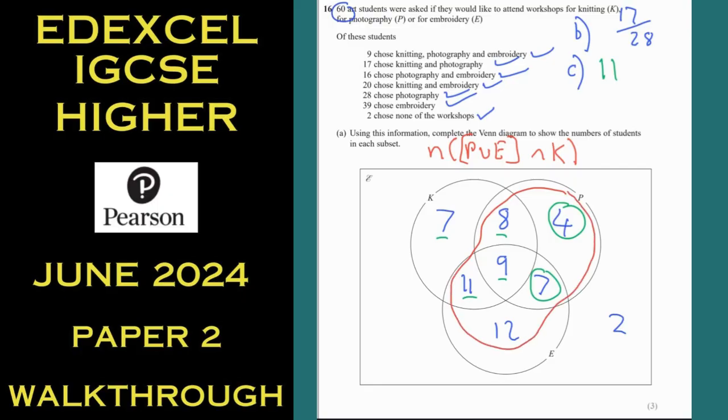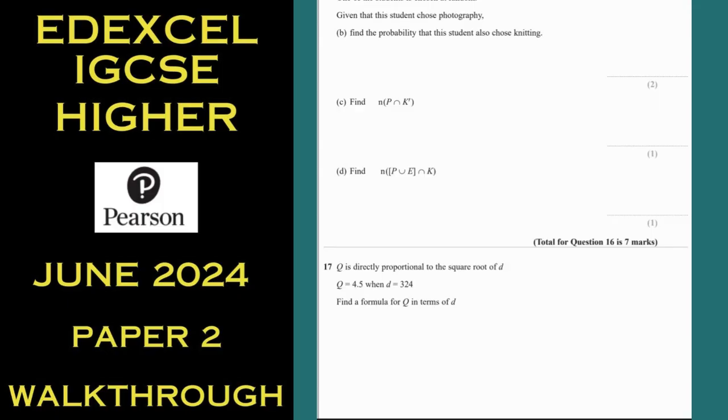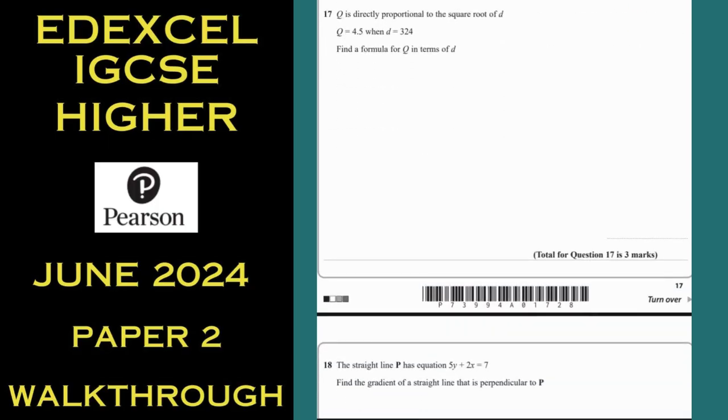That circle there is P union E, but we want the overlap with what's inside K. There's K. So where's the overlap? 8, 9, and 11. So you add those three together, and that gives me 28. And we had 11 and 17 28s there. Oh, my 8s.